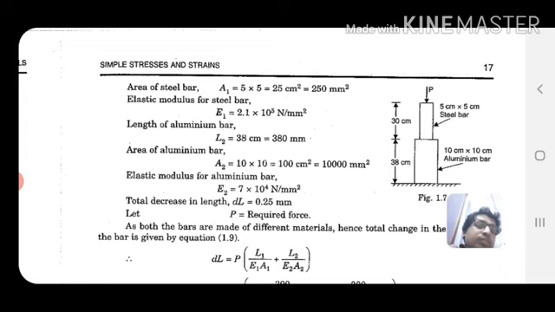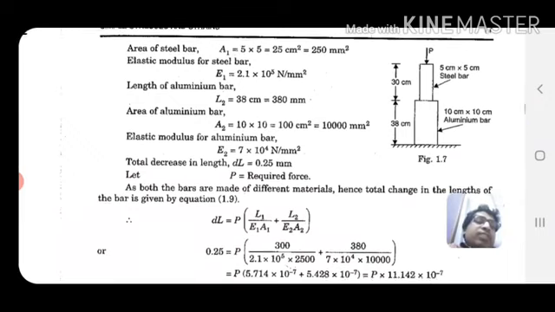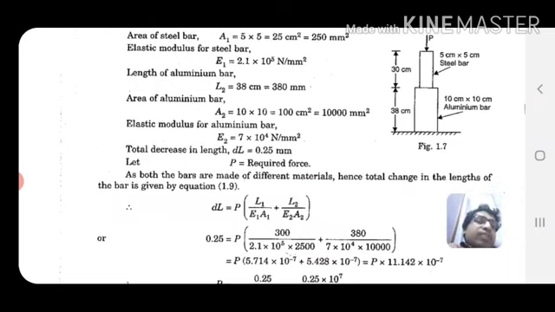Area of the steel bar, A1, is equal to 5 into 5, 25 centimeter square. So that is equal to 2500 millimeter square. Elastic modulus for the steel bar, E1, is equal to 2.1 into 10 to the power 5 Newton per millimeter square.